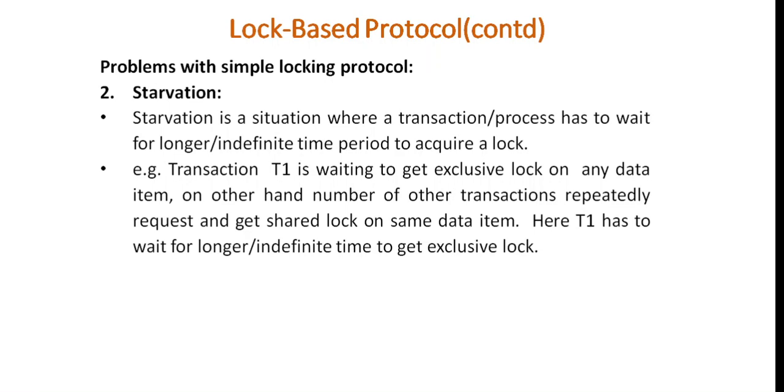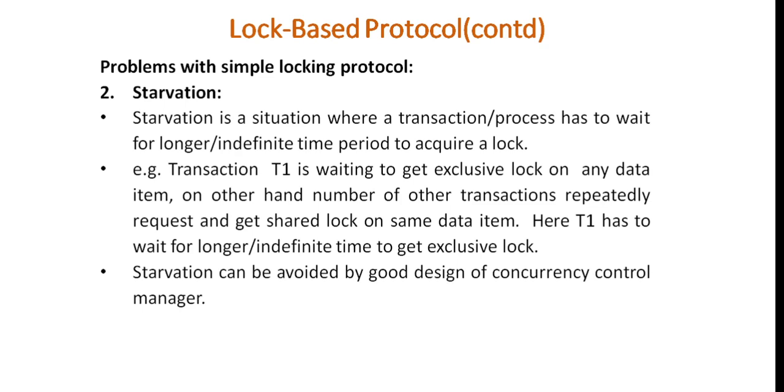So if a number of transactions are requesting a shared lock on that student table, then all those transactions get permission for that shared lock. On the other hand, T1 is not requesting a shared lock. T1 is requesting an exclusive lock, and exclusive lock is not compatible with shared lock. So T1 needs to wait for all other transactions to complete and release the lock. Okay, so there will be a longer or indefinite time of waiting for transaction T1. So this is called a starvation situation.